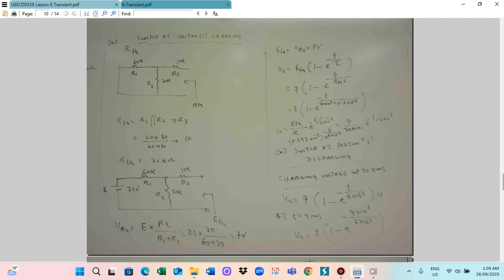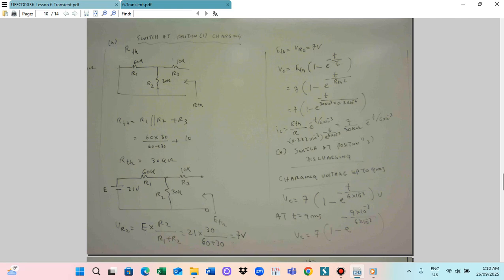So that is equal to 7. By solving this one, you get 0.233 into 10 power minus 3, so e power minus t divided by 6 into 10 power minus 3. So this becomes our voltage. VC we can calculate this way. So this is for our first expression.